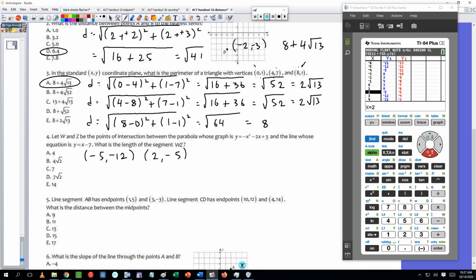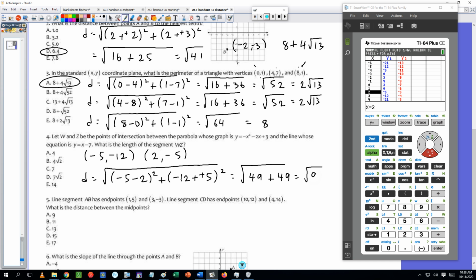I want to find the distance between these 2 points. -5 take away 2, -12 take away -5. -5 take away 2 is -7. -7 squared is 49. -12 take away -5 means I add, that's -7. -7 squared is also 49.